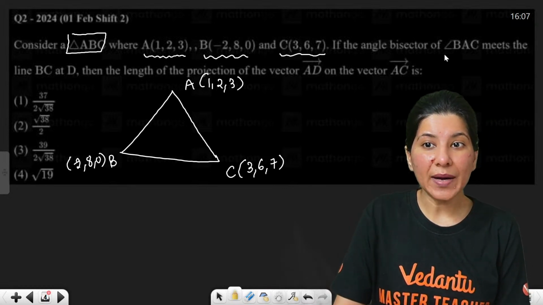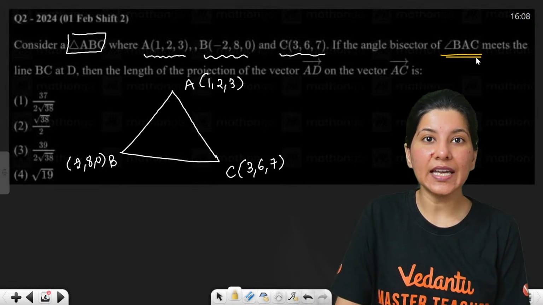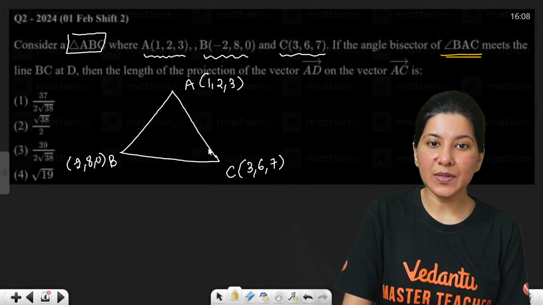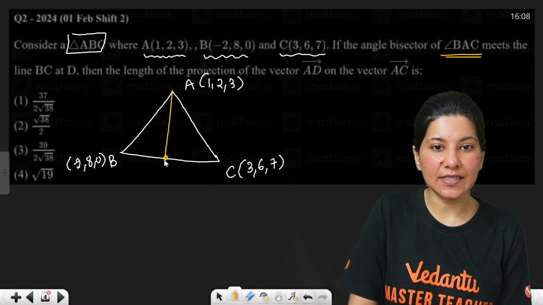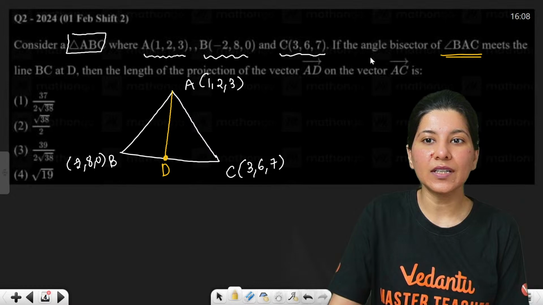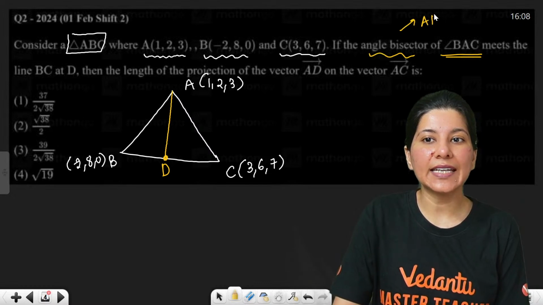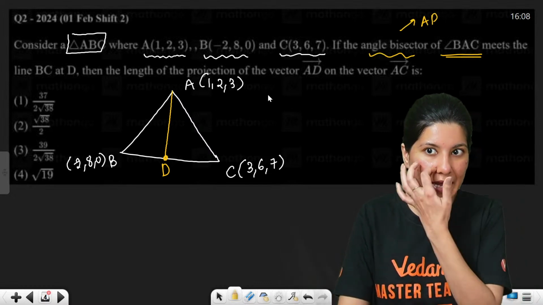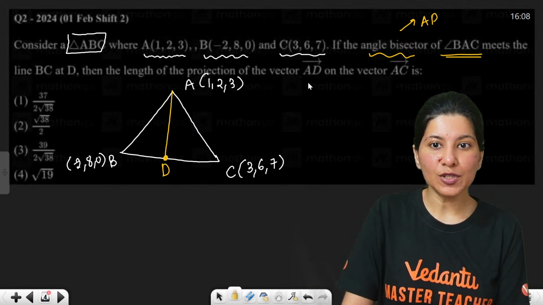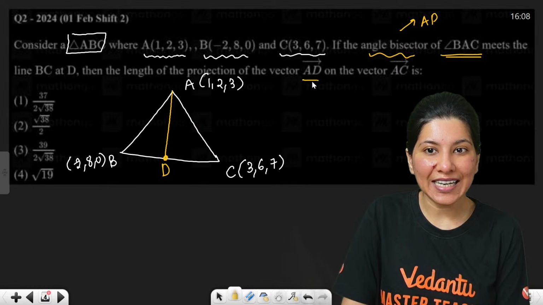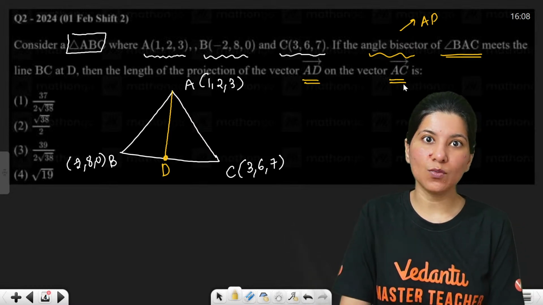Now the angle bisector of angle BAC. Can you see BAC? The angle bisector is AD, right? It meets the line BC at D. The length of the projection of the vector AD on the vector AC is what they are talking about.